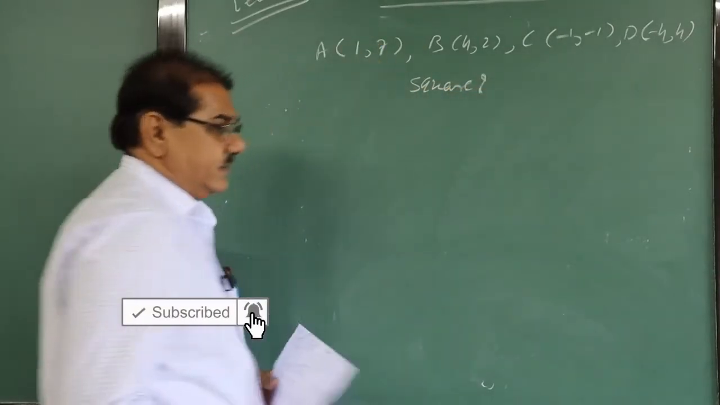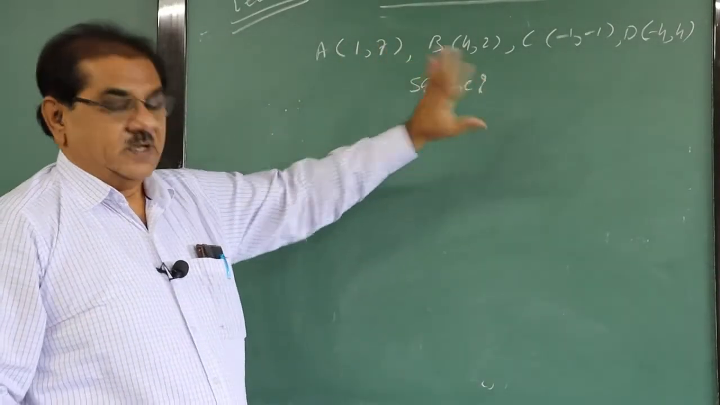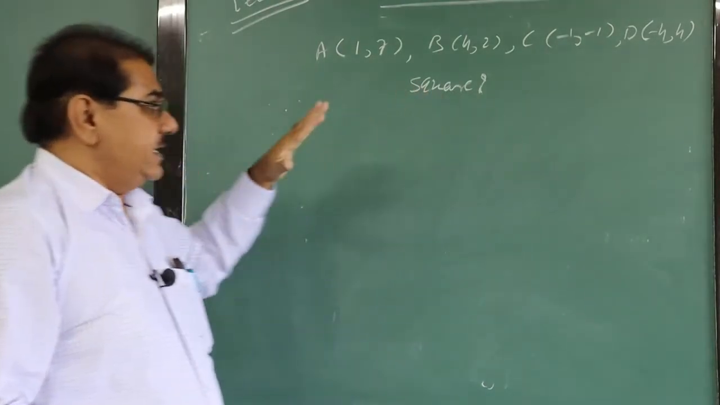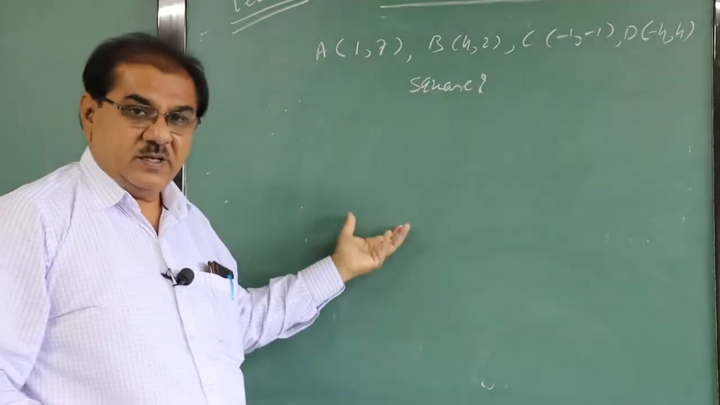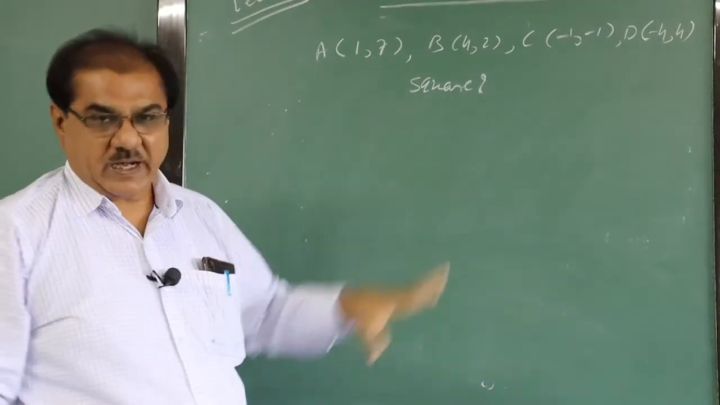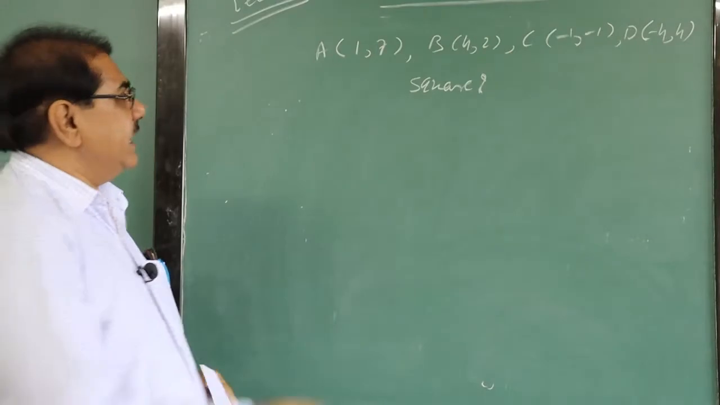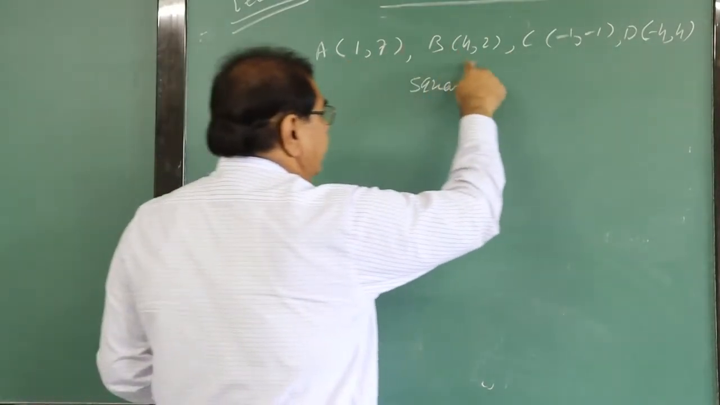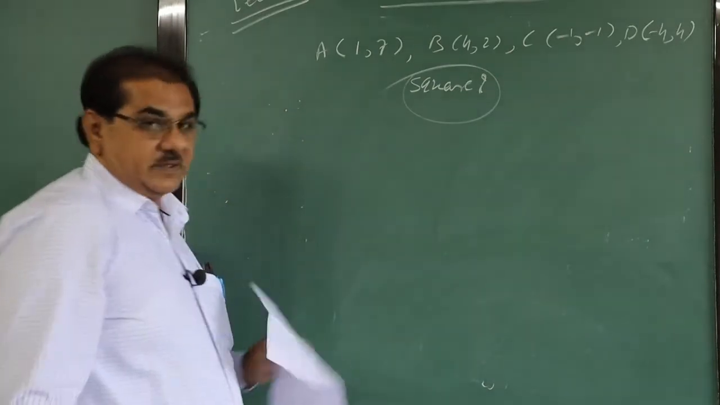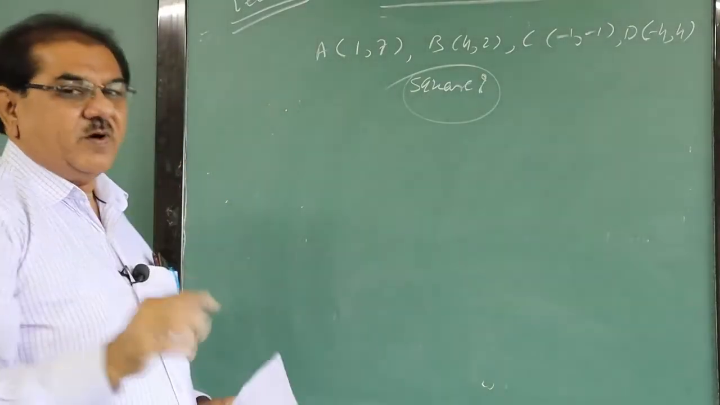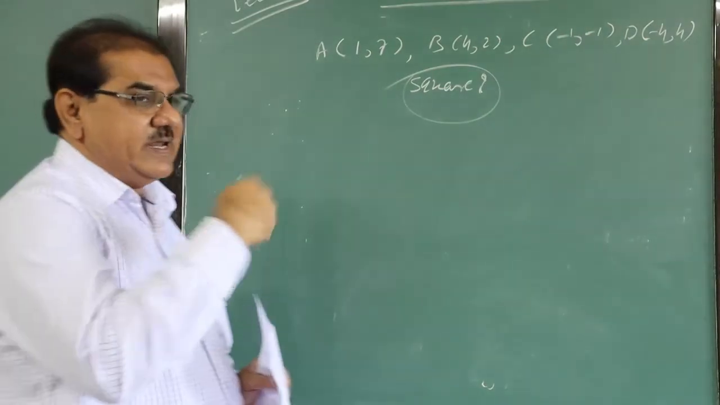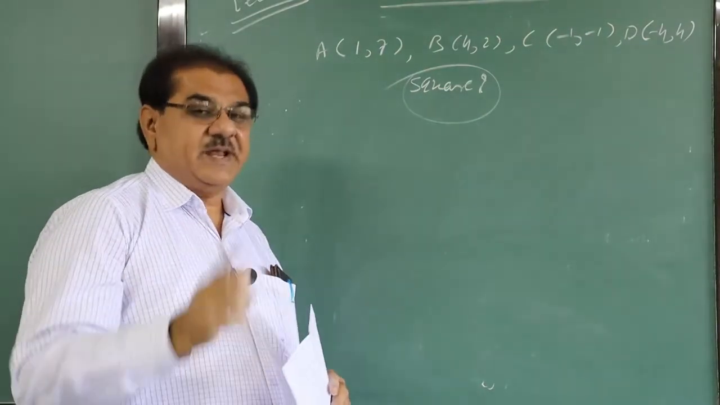It is a question. You are given 4 points. 4 points can be collinear, or any 3 can be non-collinear, or they can form a quadrilateral. Not only that, you are asked if they form a quadrilateral, is the quadrilateral a square? That is the question. First of all, we find out all the 4 sides by the distance formula, and then we decide how to check whether it is a square or not.